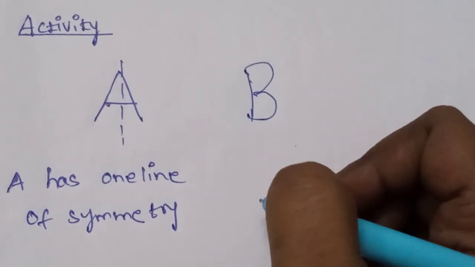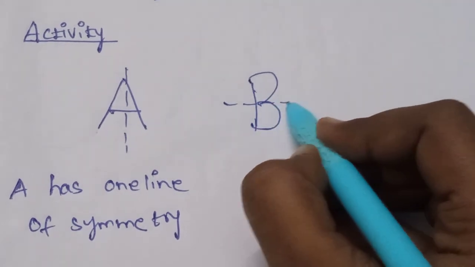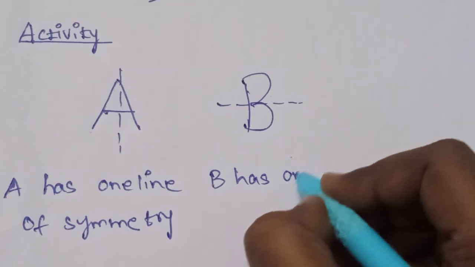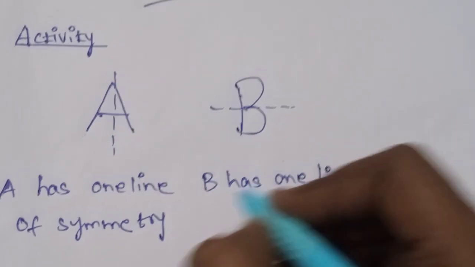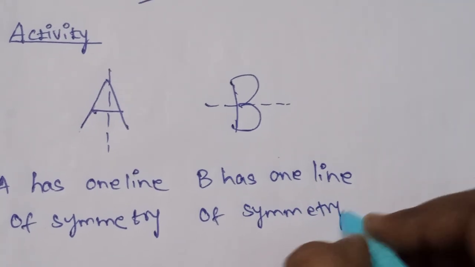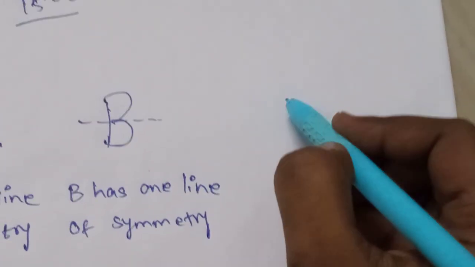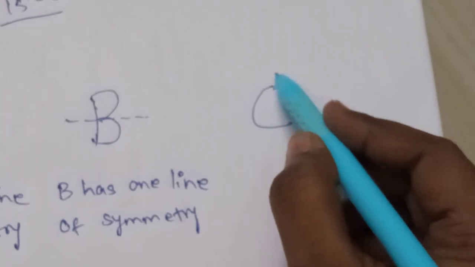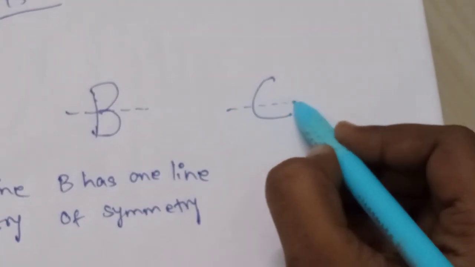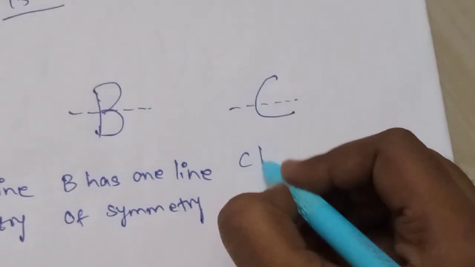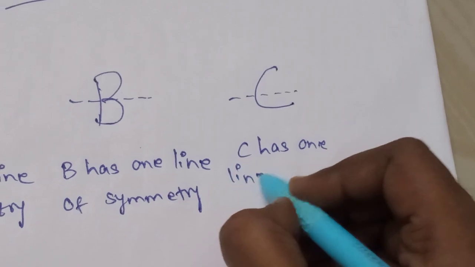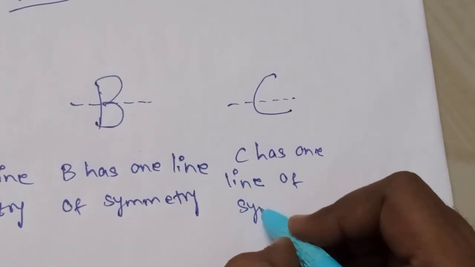Okay, how can we divide this B? We can divide by single line of symmetry. So B has one line of symmetry. Next, C. How can we divide C? Can we divide it by this way? We can't do that. So it is also having single line of symmetry. So C has one line of symmetry.